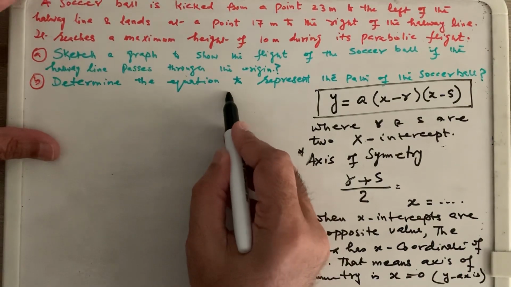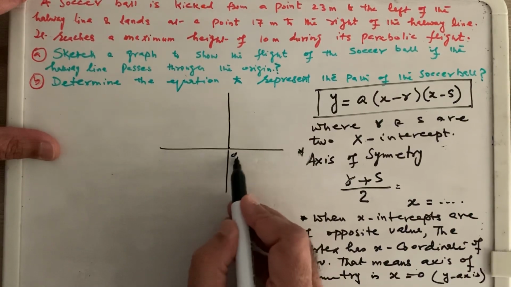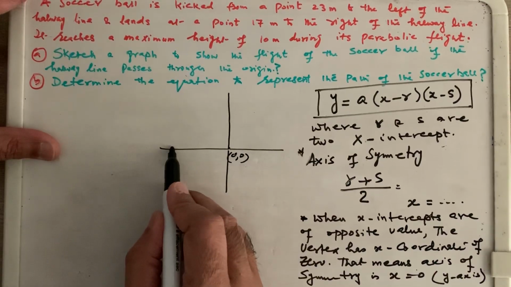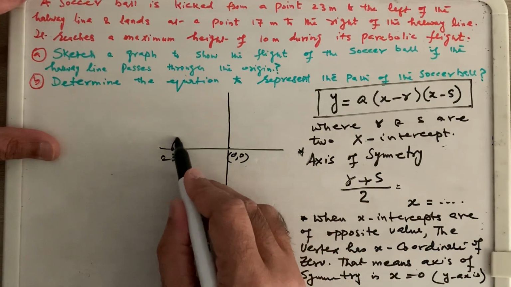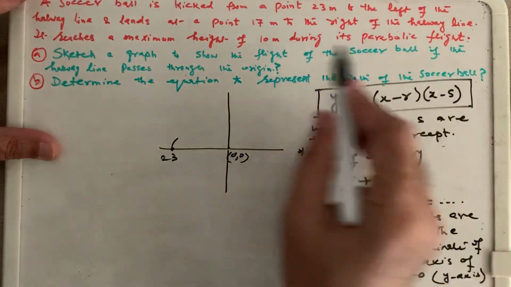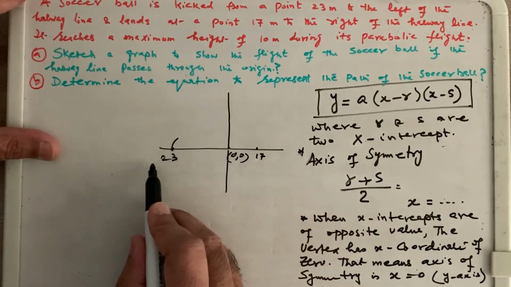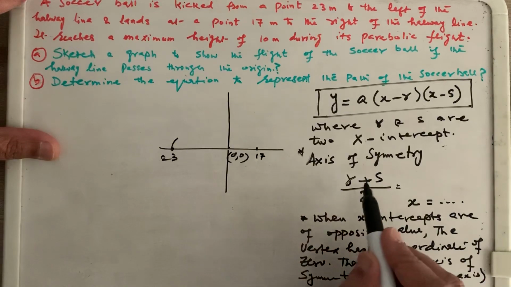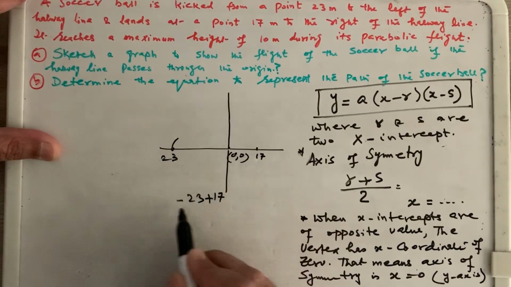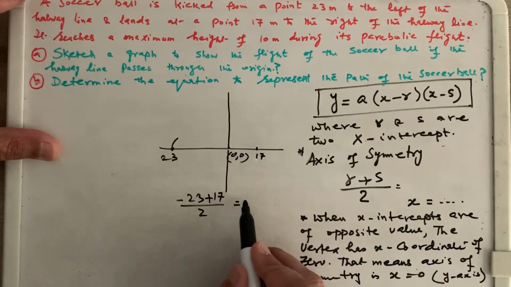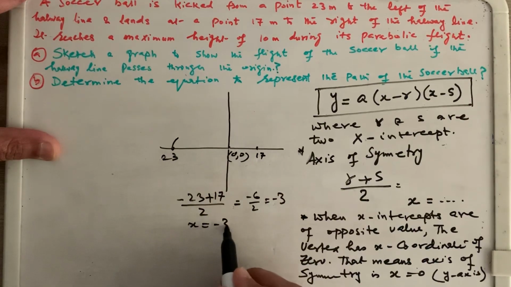So I am drawing a rough sketch for you here: this is my halfway line and this is my 0, 0, right? The ball is kicked off 23 meters from the left. This is my 23 meters, and it goes up and then lands 17 meters to the right. This is my 17 meters, right? Since two intercepts are given, we have to find my axis of symmetry, which is minus 23 plus 17 divided by 2. I got minus 6 over 2, which equals minus 3. That means x equals minus 3 is my axis of symmetry.